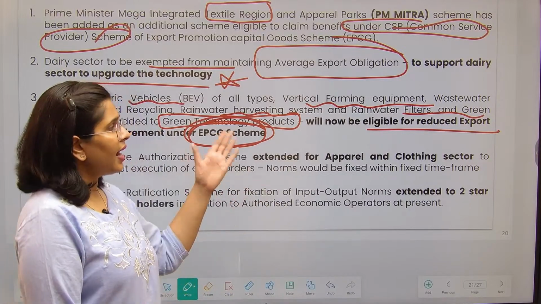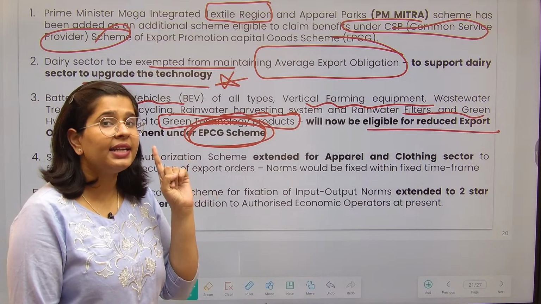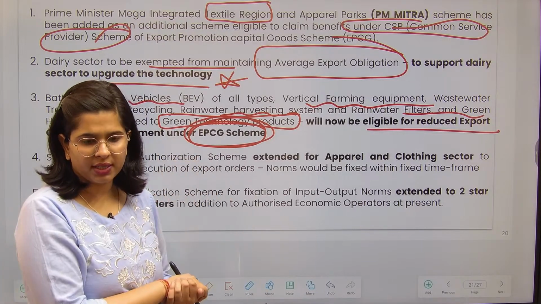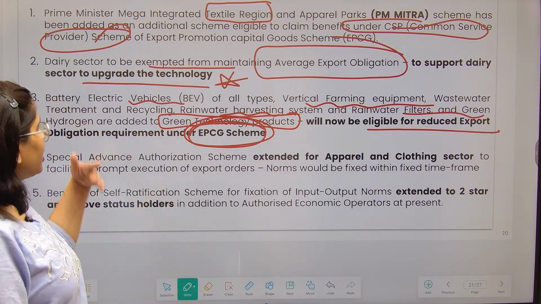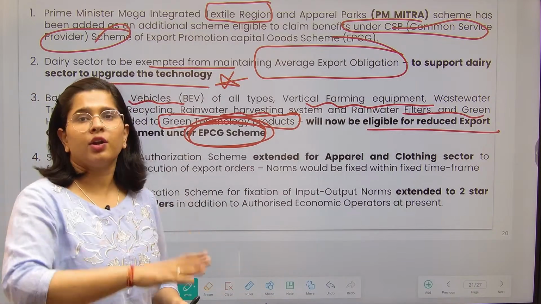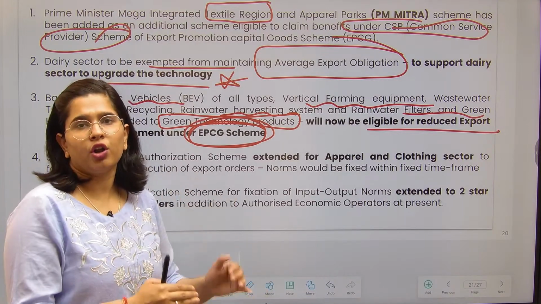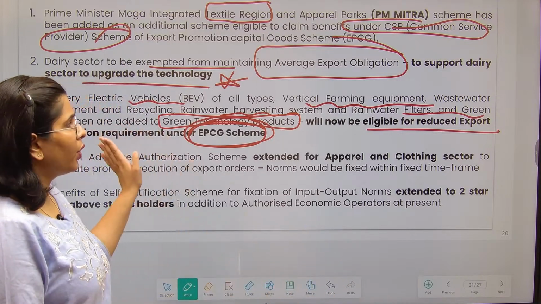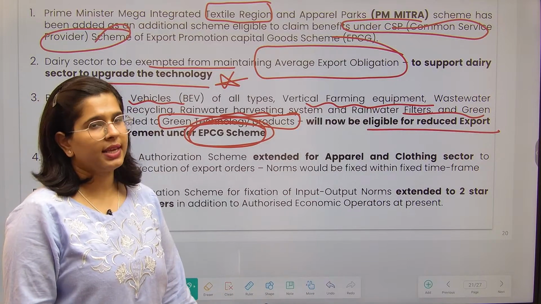Government wants that they should import more and more capital goods. I said capital goods that are required to make further products. Government is not saying that please import batteries, your e-rickshaws, etc. from outside. No, government is saying import the technology. We are going to waive off your duties. Use that technology to manufacture the products, and we are going to give you again the benefit of reduced export obligation.